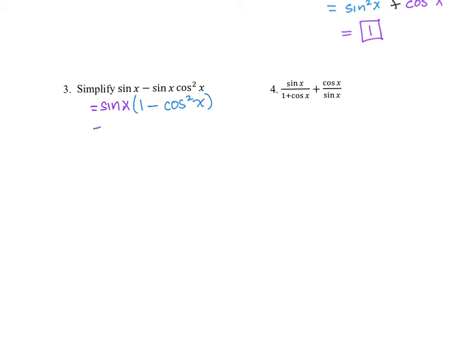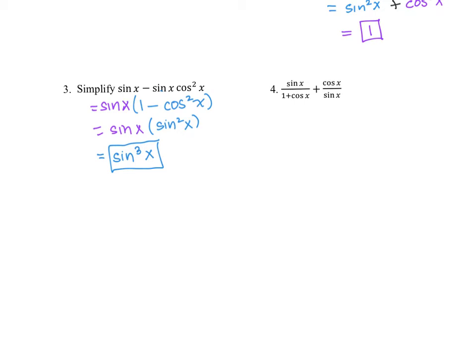Okay, let me see what I can do with this. I can make the substitution for 1 and change it to sine squared plus cosine squared, or I can notice that this is a rearrangement of sine squared x plus cosine squared x equals 1 and change it to sine squared x. However you do it's fine with me. Okay, and then if I do sine x times sine squared x, that turns into sine to the third x. So that's the nicest, simplest way to write my simplified answer.